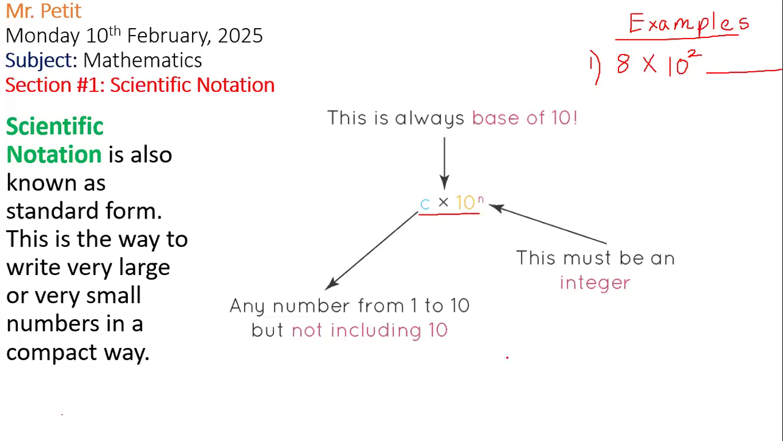Yes, it is. I don't think so. You don't think so? Okay, let's check. If it's in scientific notation, what must happen? C, which is 8, must be a number between what? 1 and 10. Is 8 between 1 and 10? Yes, sir. Okay, good. So that means that this is satisfied.